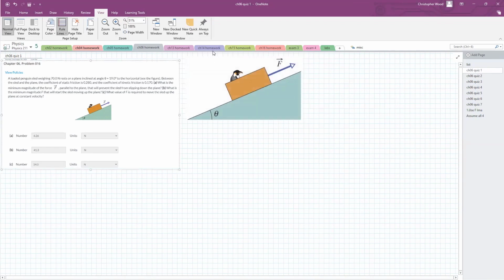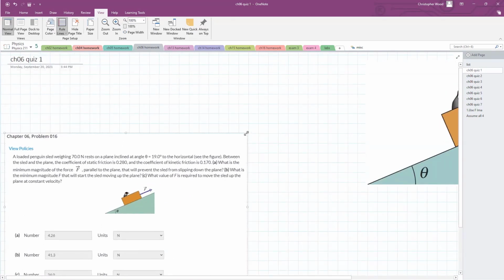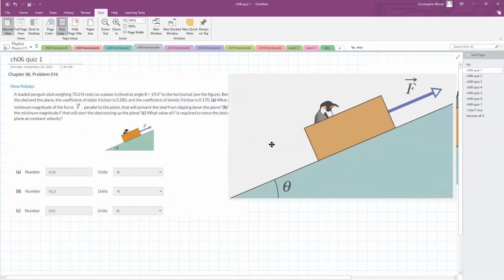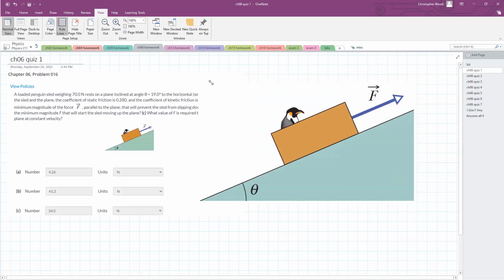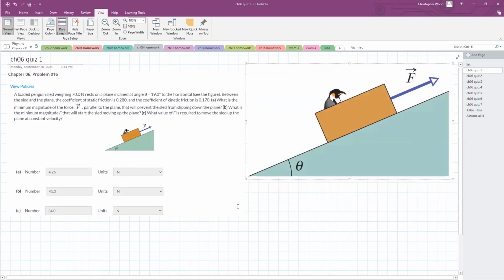All right, so this is a loaded penguin sled. A penguin in a box on a ramp. All right, what I did over here, I just redrew this a little bit bigger so we can get a better visual. All right, loaded penguin sled. We know the mass of it. And now we're not ignoring friction.